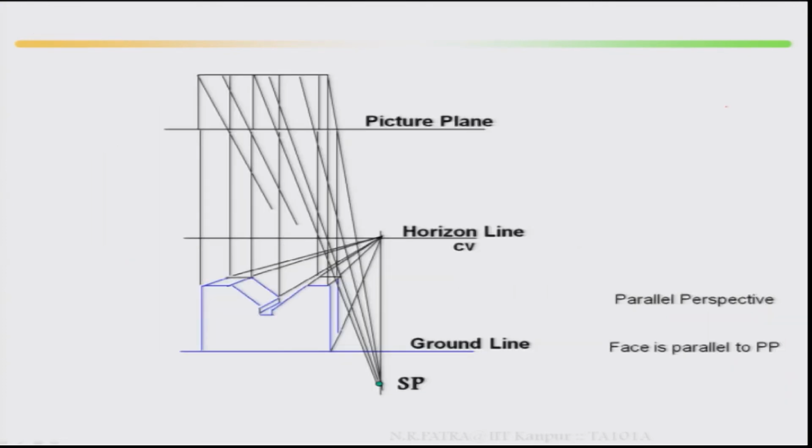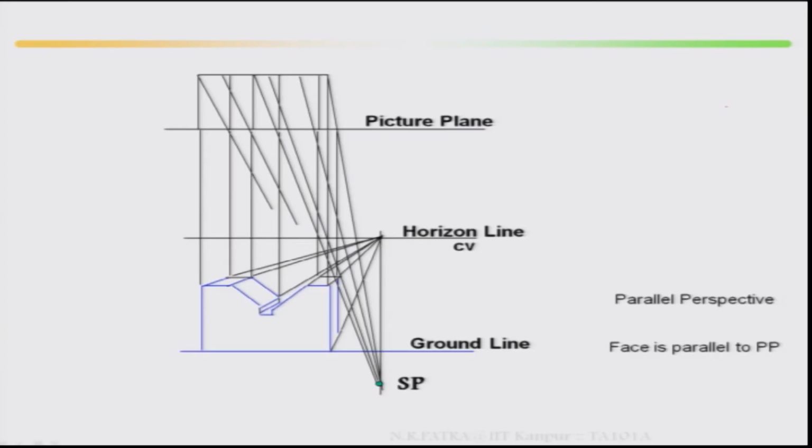Now earlier I said one point perspective, two vanishing point, three vanishing point; these we are going to discuss maybe in the next class. So first let us consider parallel perspective, where the face is parallel to the picture plane. In parallel perspective, this object face is parallel to the picture plane, and there is a horizon line, CV, ground line and station point.